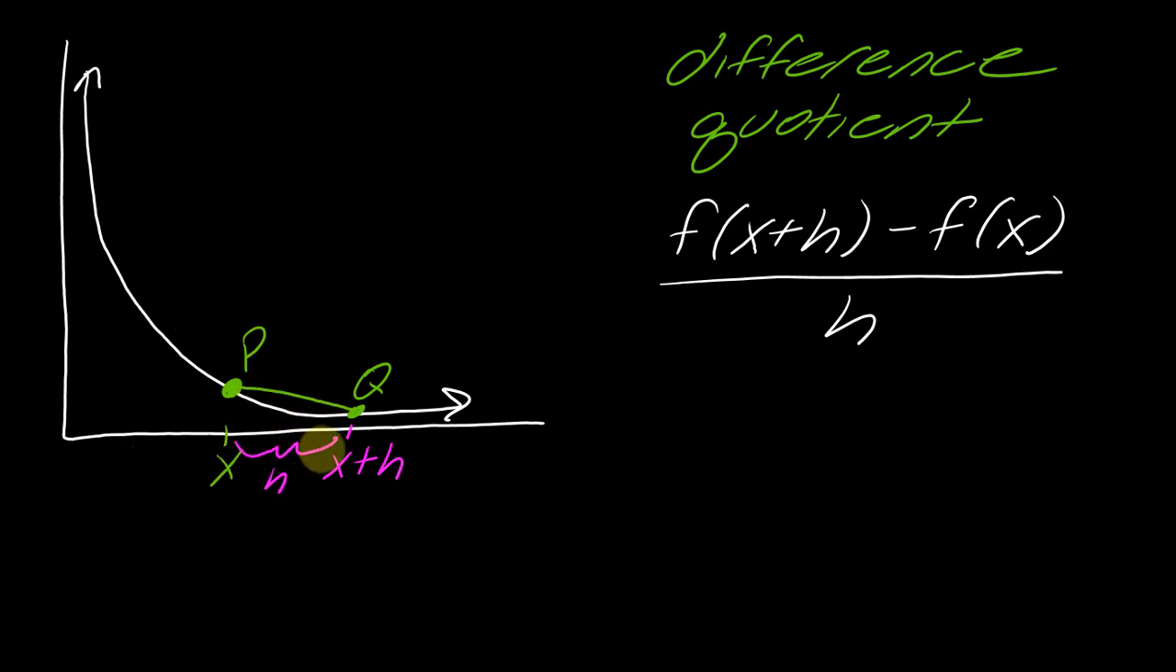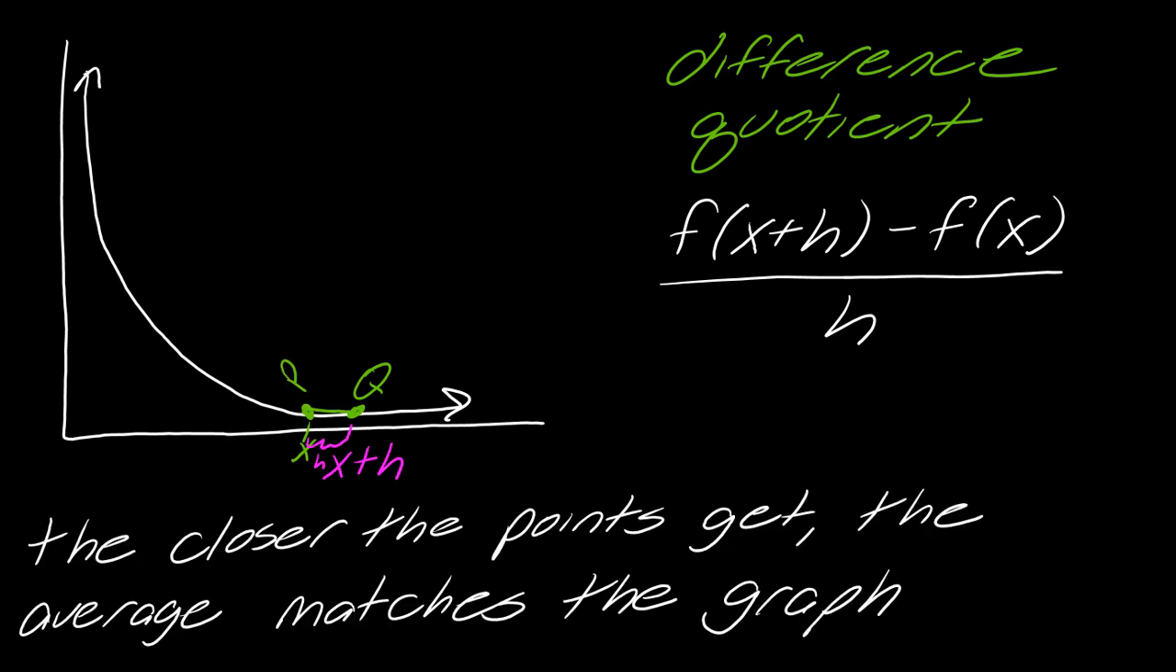As I continue to bring this x closer and closer, this average starts to align, and it will do this all the time with any graph. When you make this distance small enough, the secant line is going to line up closer and closer to your actual curve. This always happens if you make this distance small enough. If I continue to make this distance smaller, now it looks like this secant line almost matches the graph. That's kind of interesting.